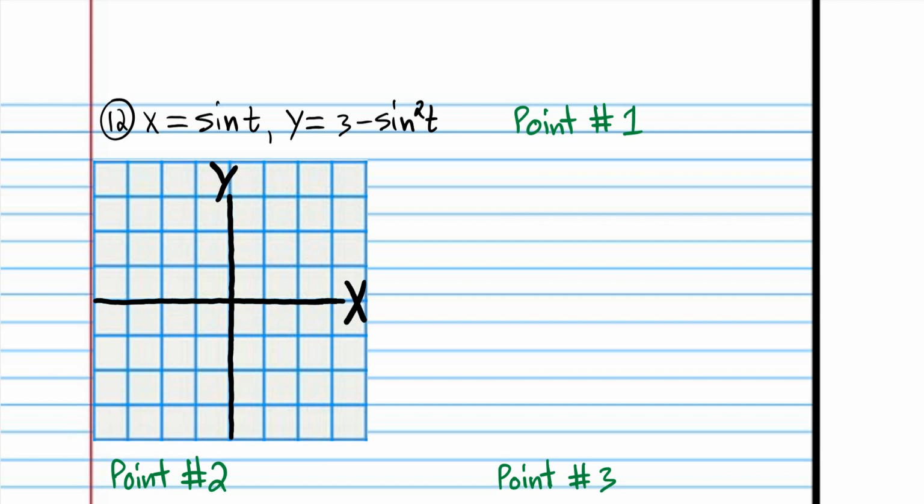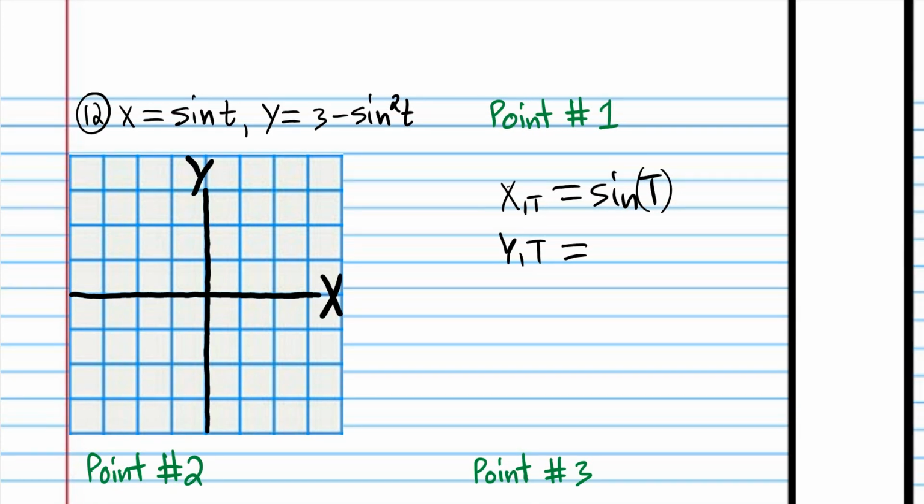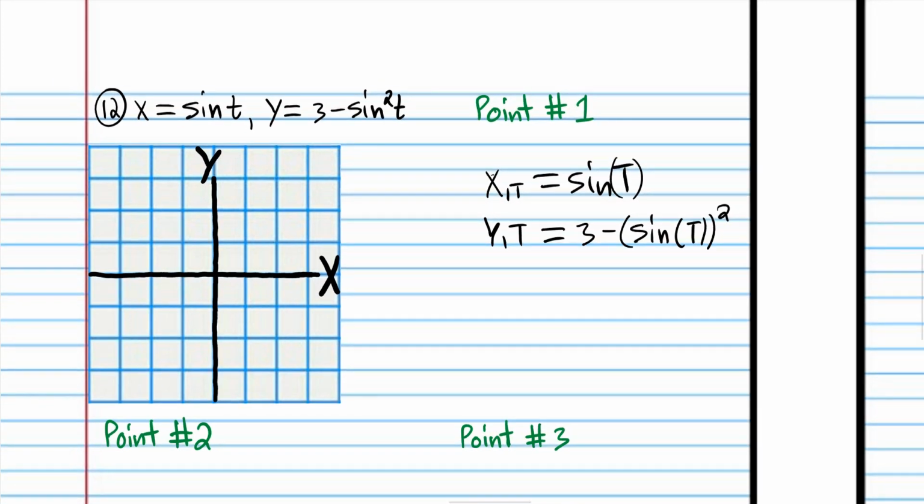So your equations should look like this. x1t should be sine t, and you can use 2 parentheses or 1 parenthesis. The calculator doesn't really care, but in the real world you need 2 parentheses. And then 3 minus parenthesis, another parenthesis, another parenthesis into the 2 power. So that's what you want to see.